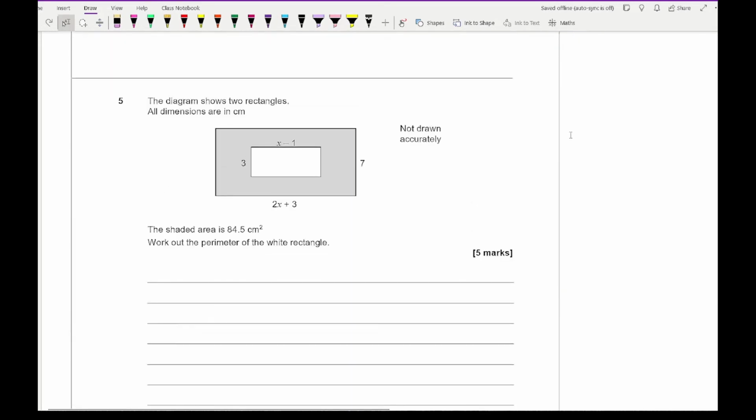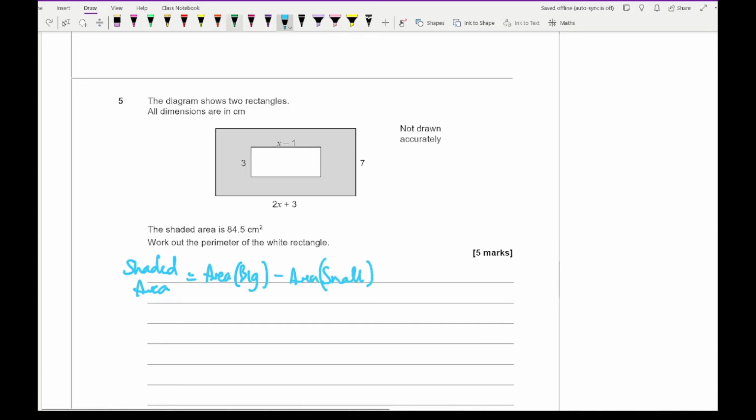For question 5, it says the diagram shows two rectangles, all dimensions are in centimetres. It says the shaded area is 84.5, and the question is asking us to work out the perimeter of the white rectangle. So in terms of this, what we need to do is find out what x is first. The shaded area, as with most things, is going to be equal to the area of the big shape minus the area of the small shape.